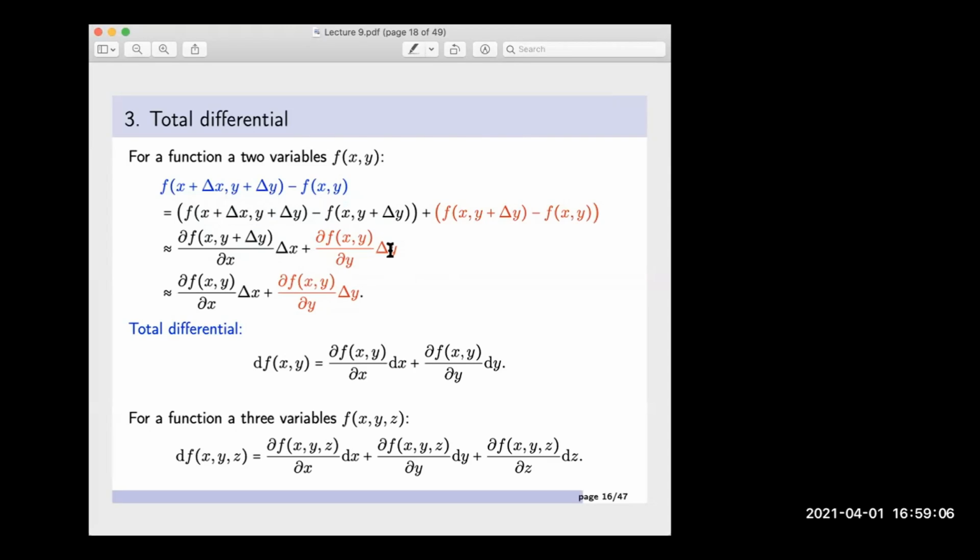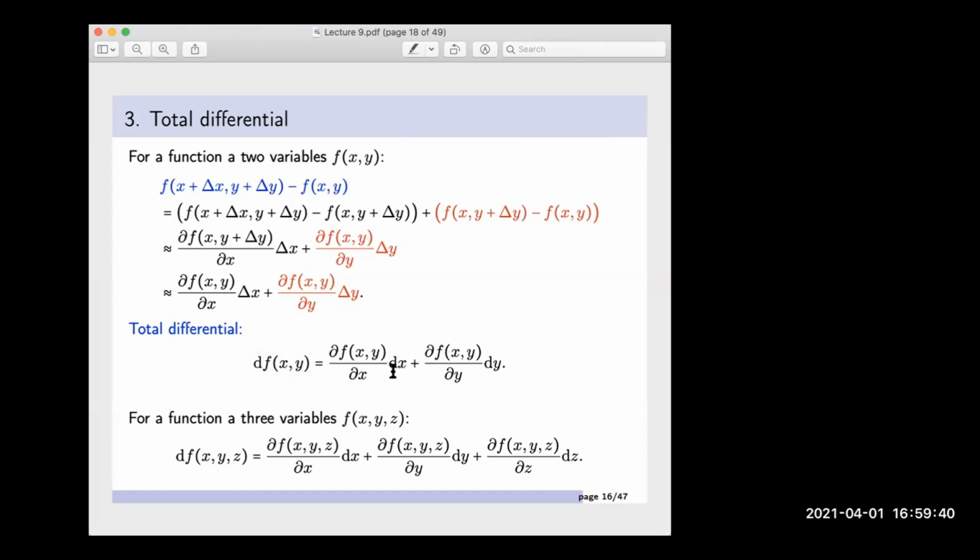Okay. And since delta y is very, very small, if it is infinitely small, you can omit this part. And then you get this total differential in 2 dimensions for a function of 2 variables. So the left side represents the change of function value. The right side represents the change of function value due to the change of x, and another part is the change of function value due to the change of y.